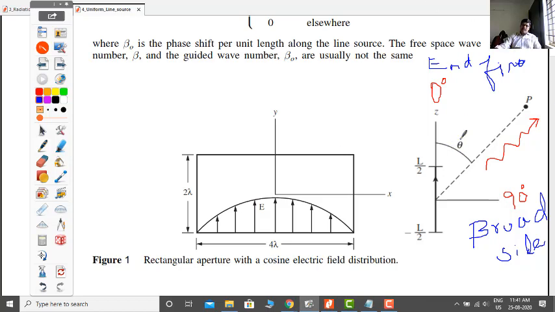Okay, so theta defines the radiation along end fire and the radiation along broadside. When theta is 0 degrees, it refers to the end fire direction. When theta is 90 degrees, it refers to the broadside direction. Okay, and this understanding is also important.